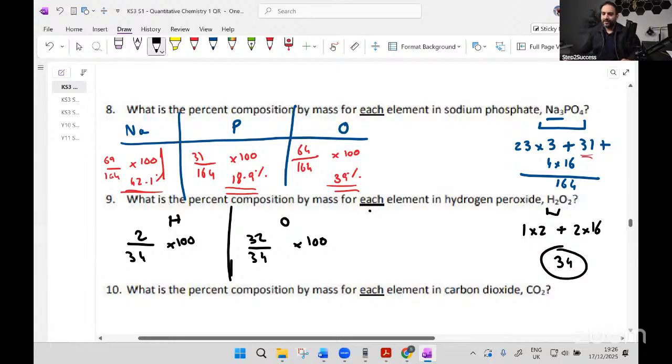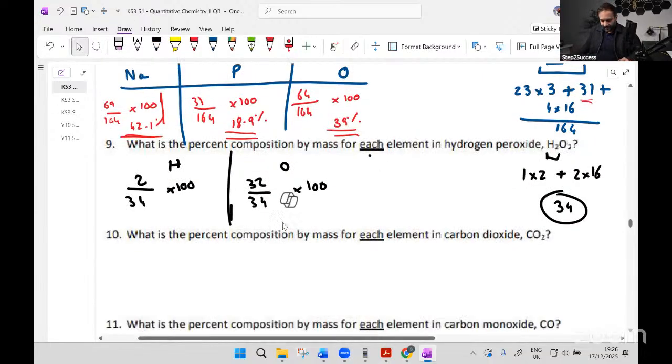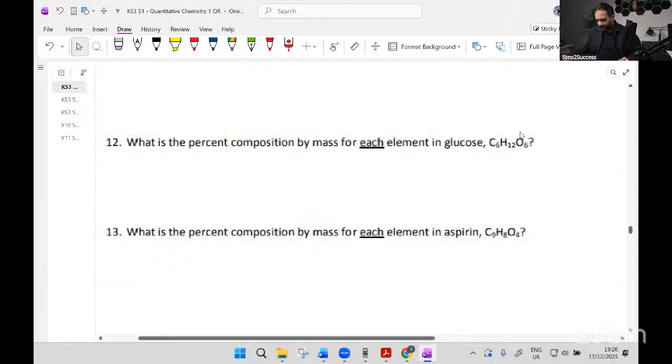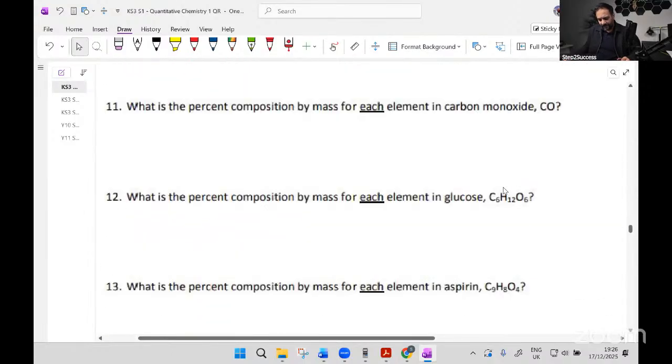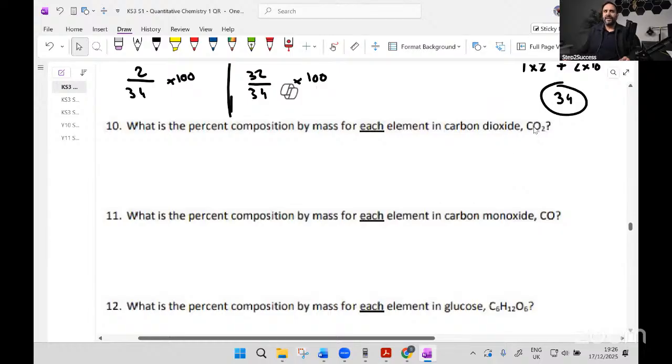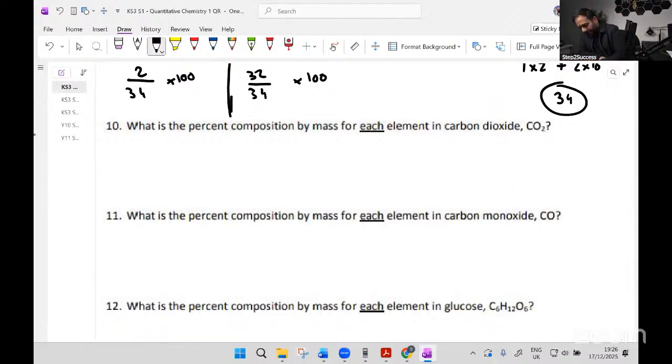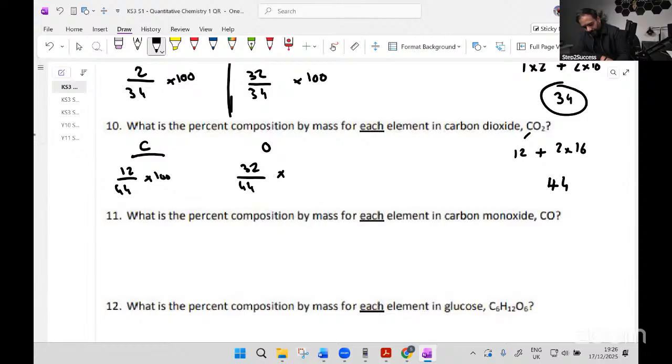So they are your calculations that you do for 8 and 9, and which means that I'm presuming you can do the other ones. It's not that long, is it? I mean, actually, it's shorter than I realized. So you do the same thing for carbon dioxide. I can tell you, for example, that CO2 is 12 for carbon and two lots of 16 for oxygen, which makes 44, which means your calculation for carbon will be 12 out of 44 times 100. Your calculation for oxygen will be 32 out of 44 times 100. You're just working out how much came from each element.